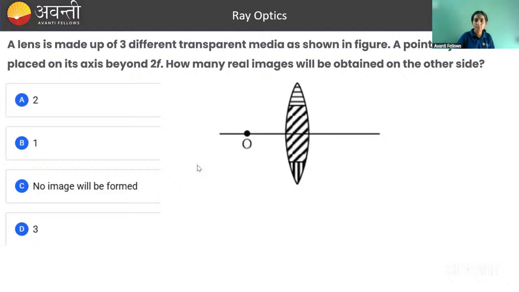I got three answers so far. One is correct, two are incorrect. See more carefully. Look at how many focal lengths you can get. As many focal lengths as you get, that many images will be formed. Simple. So just try to check the focal lengths.